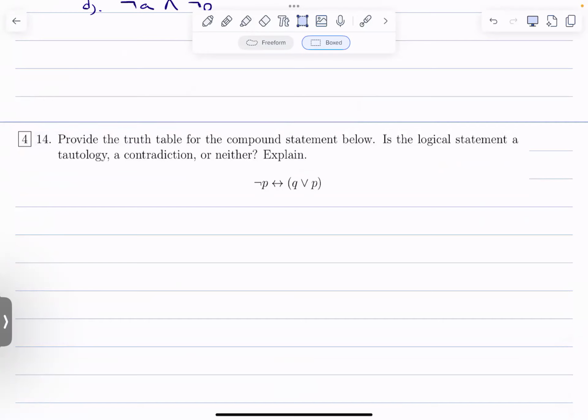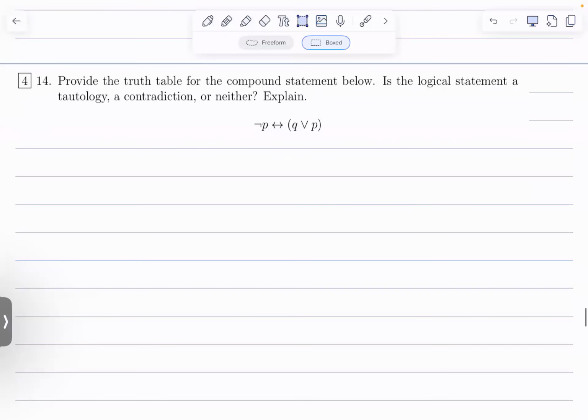Now, why is this one 4 marks? Well, you have to set up your truth table, and then you have to build it out. And then you have to explain if it's a tautology, a contradiction, or neither, and why. So 4 marks. I'll build it here quietly. A tautology is all ones, and a contradiction is all zeros. And neither is a mashup. Okay, that's not too bad.